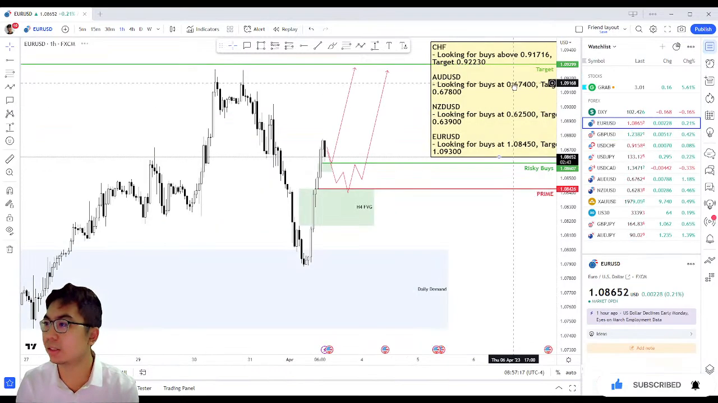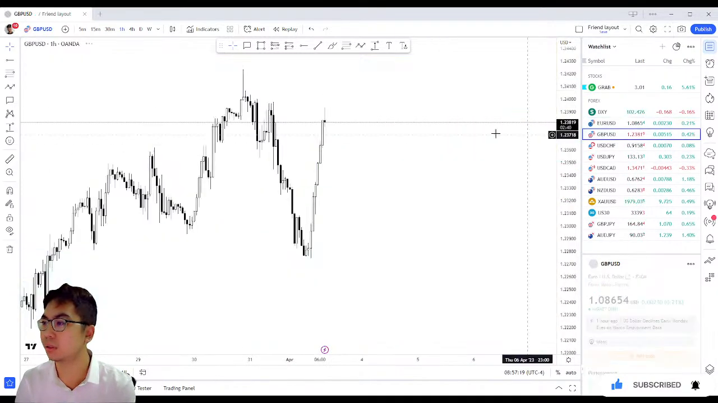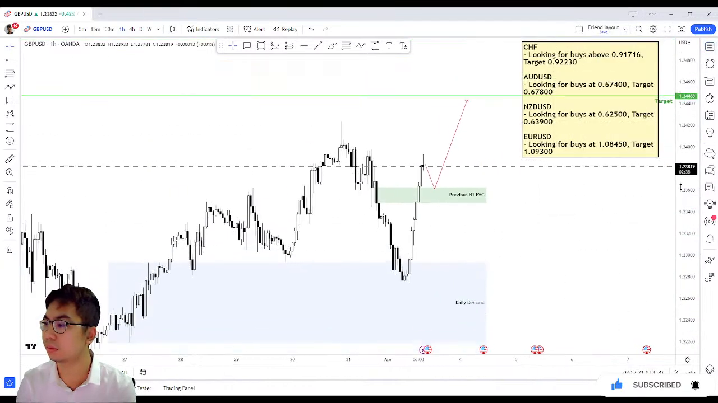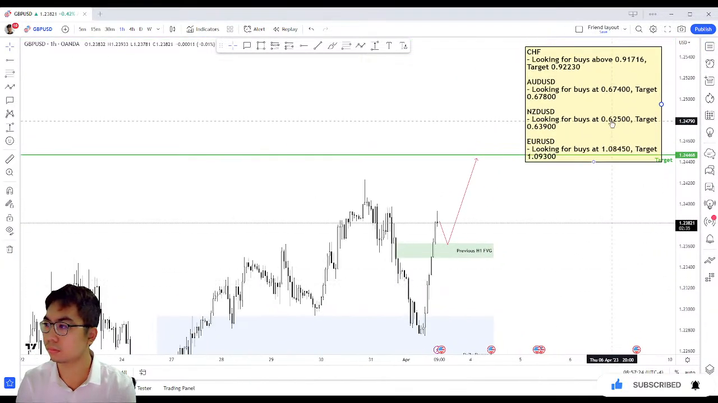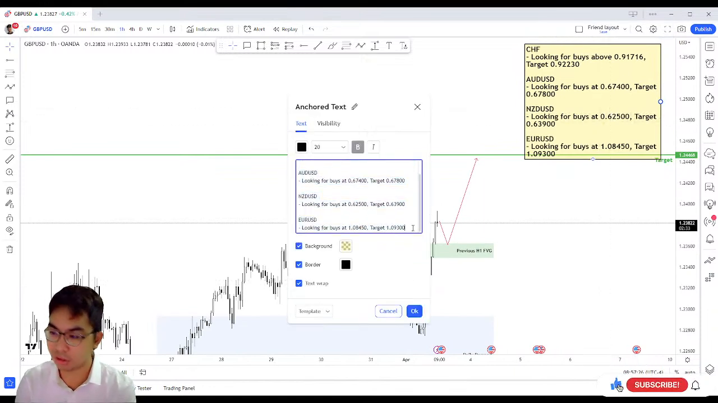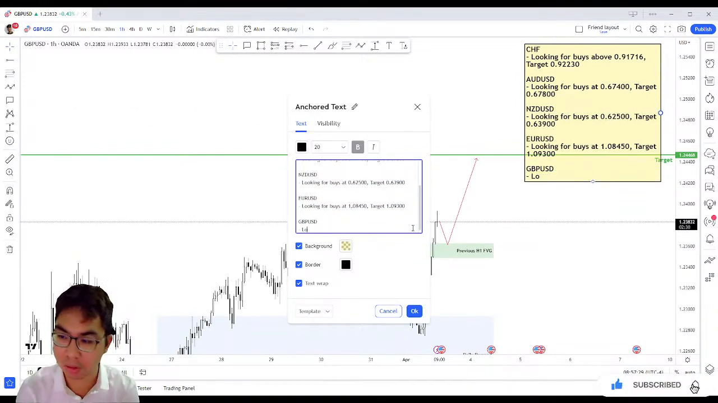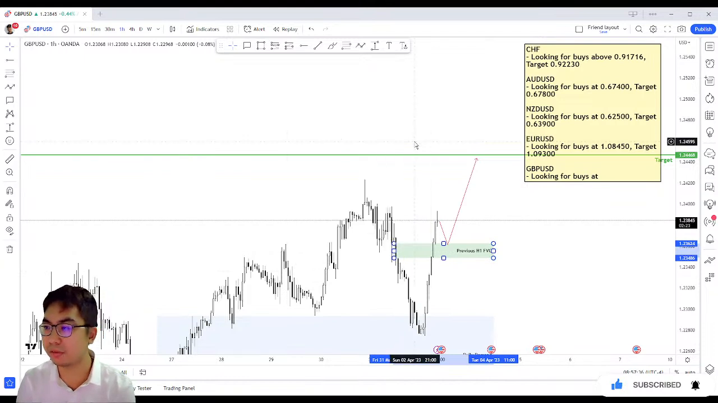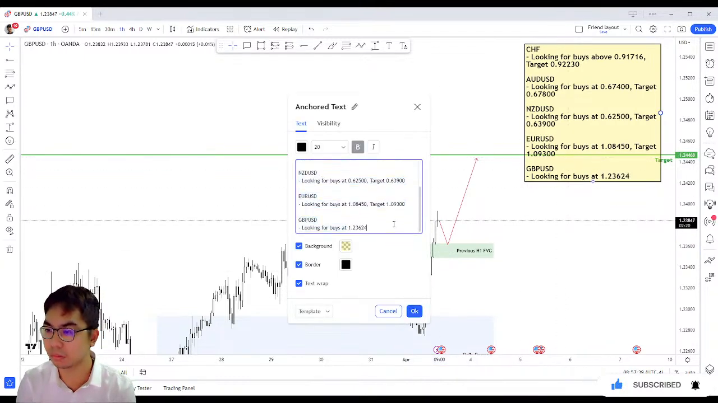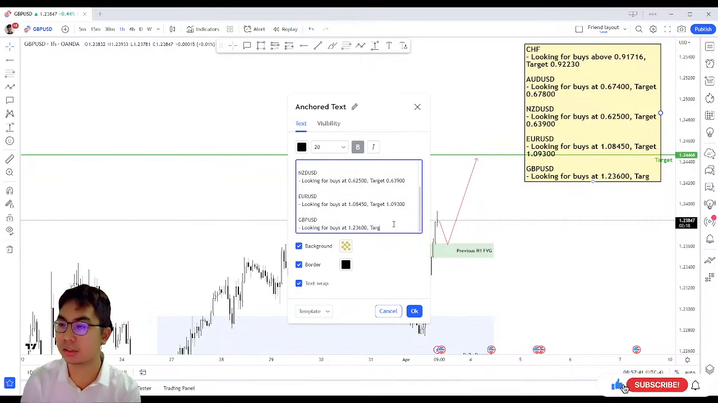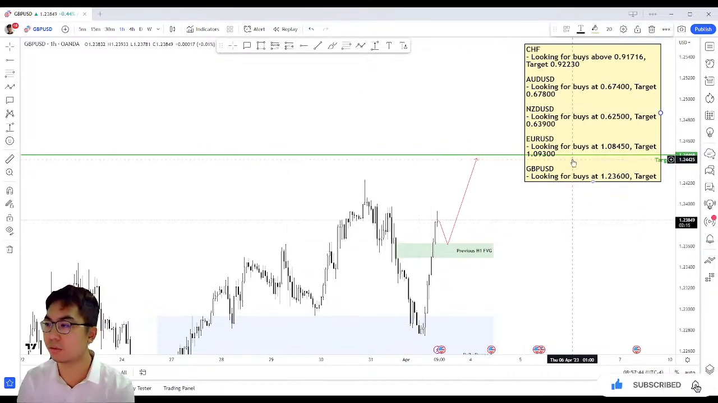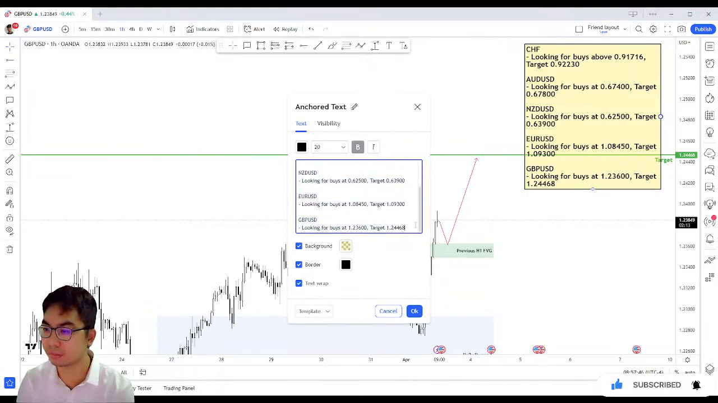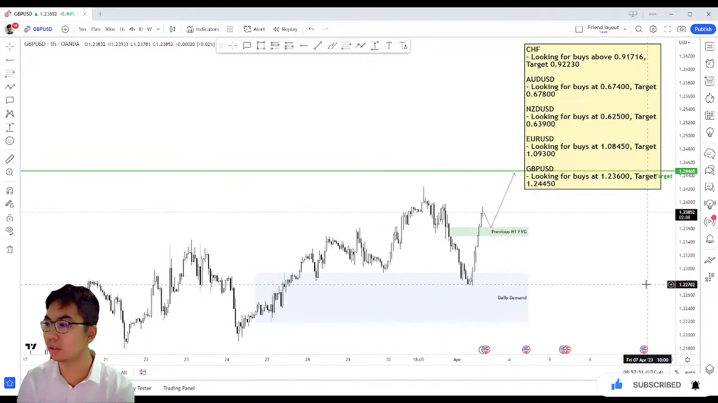Okay, let me just copy that text over first. GBP USD, looking for buys at this fair value gap area. Turning into a whole number, targets, that's relative equal highs. We turn that into a whole number also.